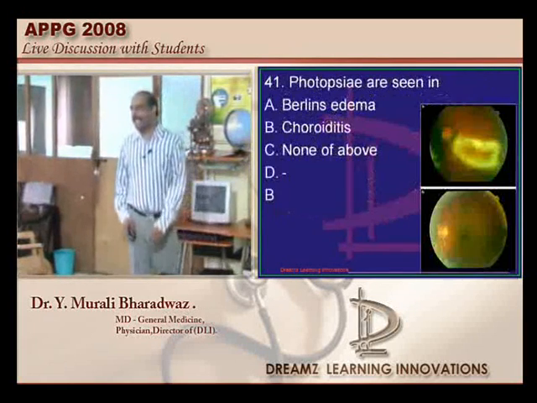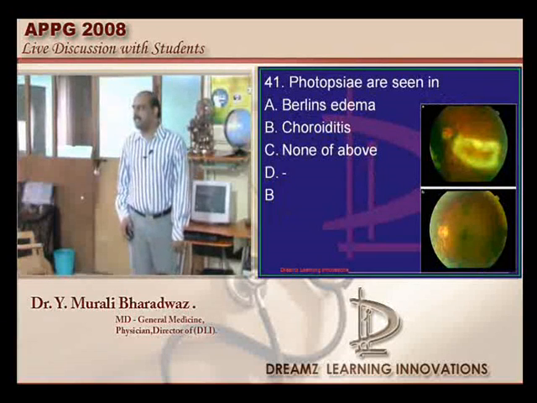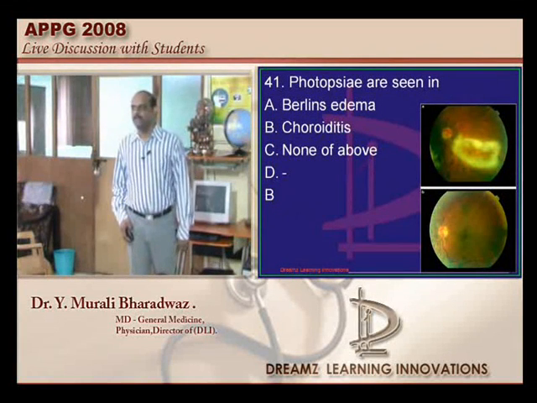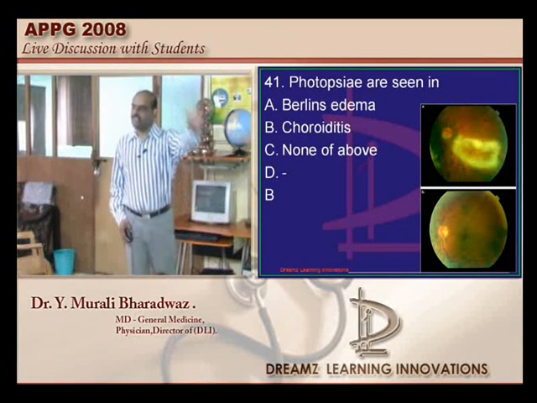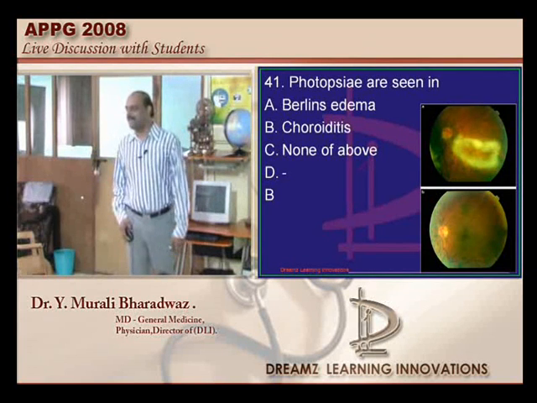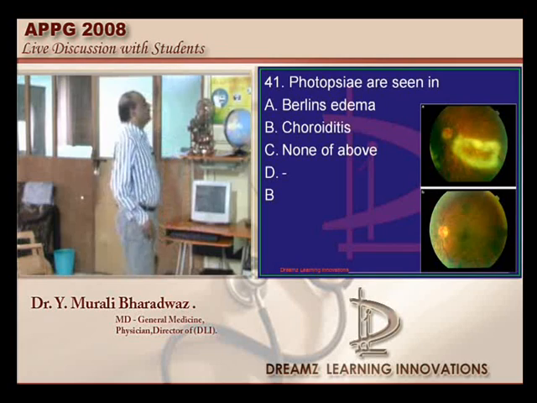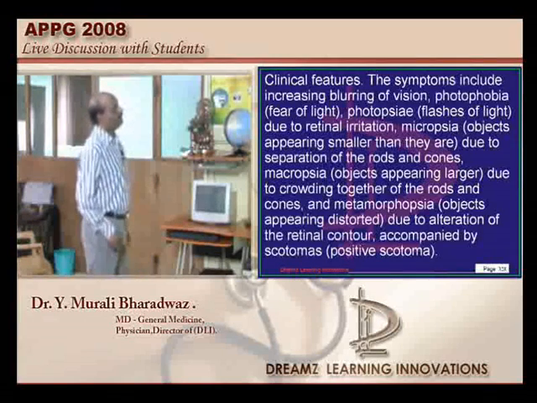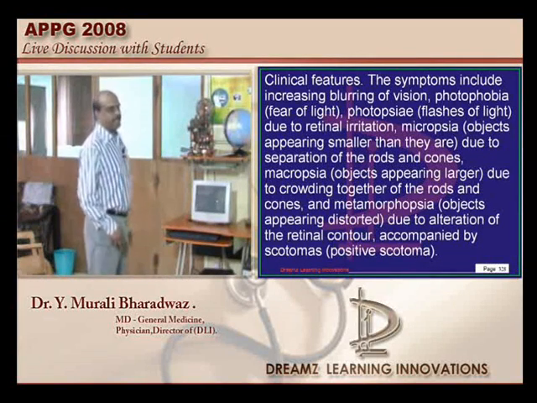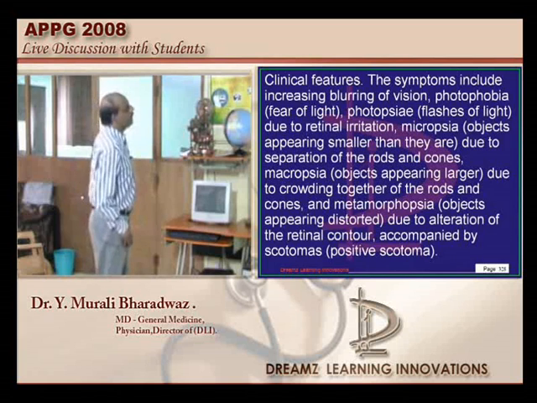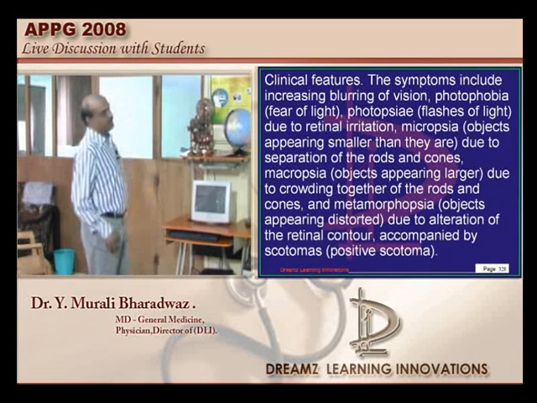Then photopsia is classically a feature of... how many answered Berlin's edema in the exam? So Germans don't get the mark. Was choroiditis there in the options? Very much. So choroiditis can lead to the development of photopsia, retinal irritation, micropsia, macropsia can be there, and blurring of vision will be there.